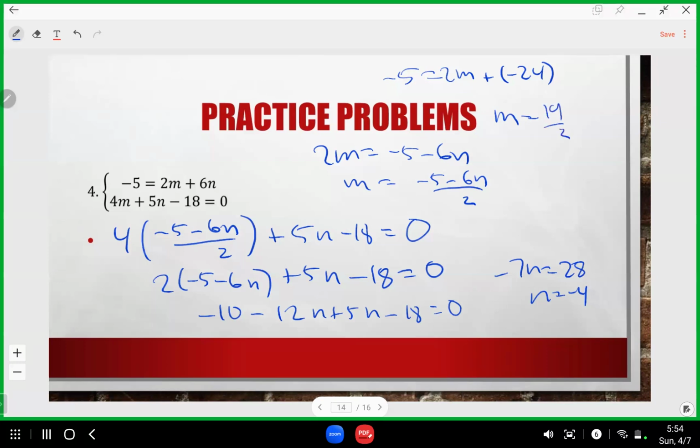So let me just check that real quick. 19. Yeah, that should be correct. That should be correct. So 38 minus 20. Yeah, okay, so that is correct. So weird number, but it is correct. So let's say m is equal to x. So 19 over 2 over negative 4. Okay.